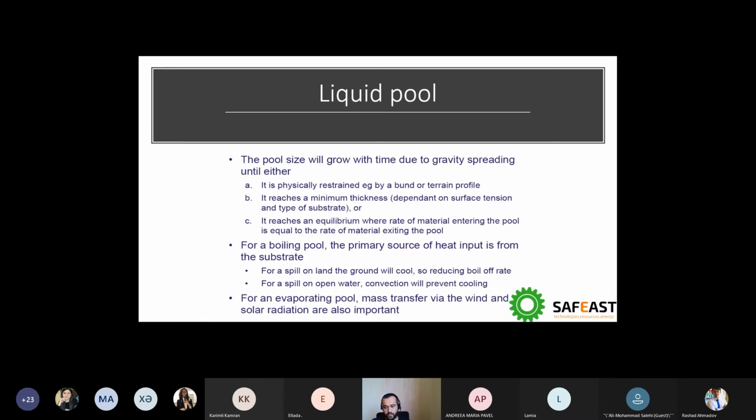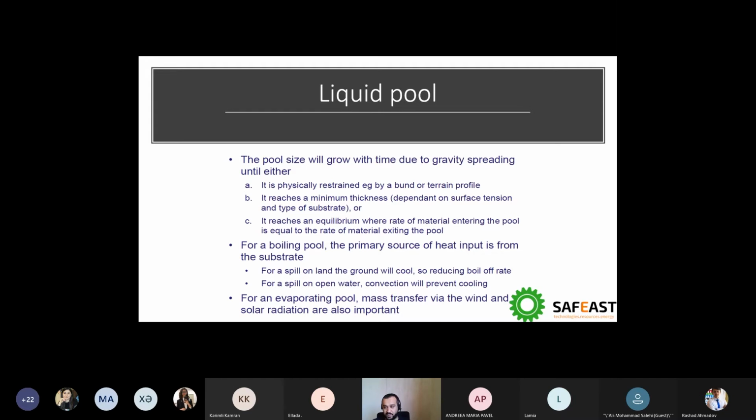And liquid pool: let's say you have got a liquid release, or you have got rain-out, which resulted in liquid. The main purpose here is to understand the pool size. First of all, you need to identify your pool size so you can do further modeling on that. In terms of the pool size, the pool will naturally grow due to gravity.